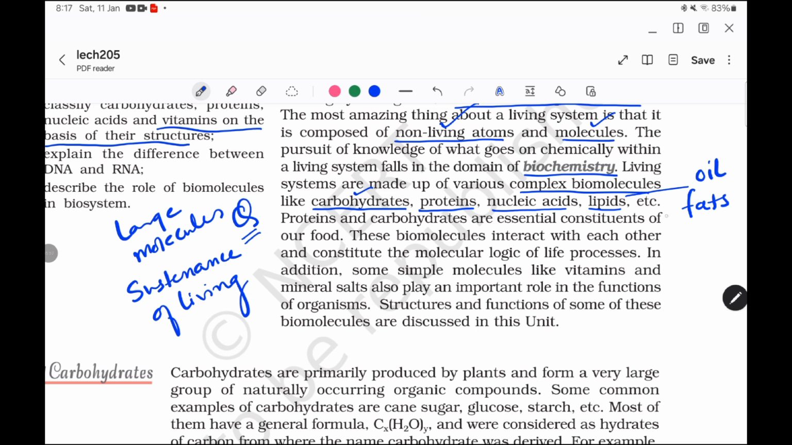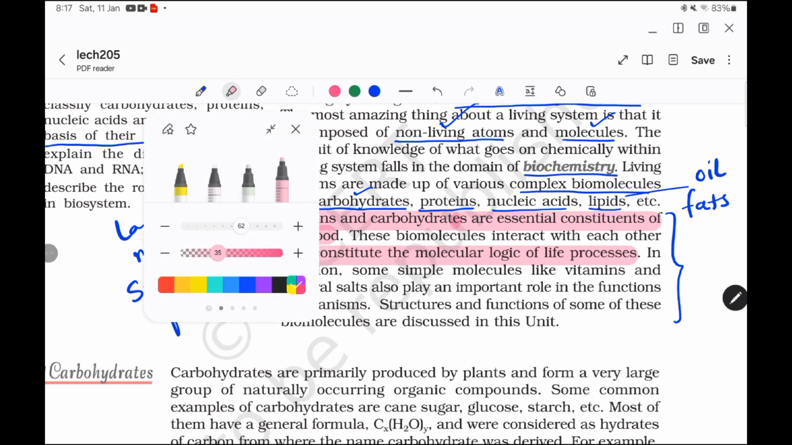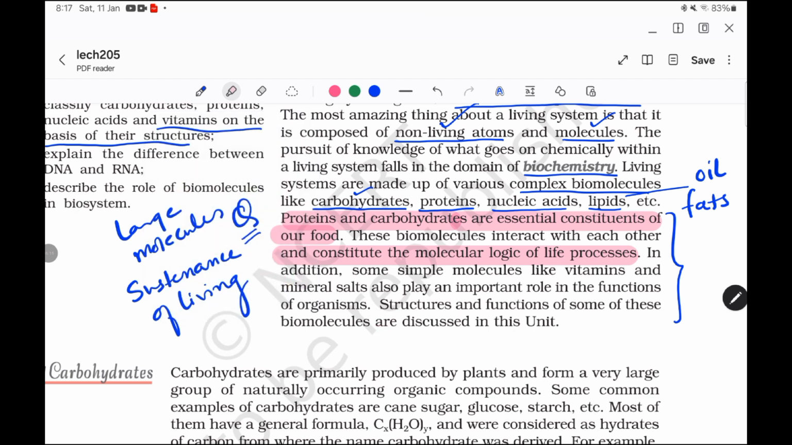Now, they're talking briefly about the importance of carbohydrates in this entire paragraph. Proteins and carbohydrates are essential constituents of our food, of course, and these biomolecules interact with each other and constitute the molecular logic of life processes. Then, some simple biomolecules like vitamins and mineral salts also play an important role in the functions of organisms.